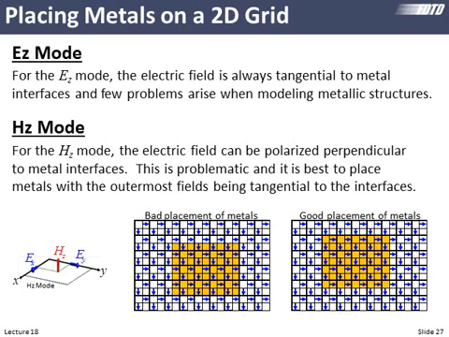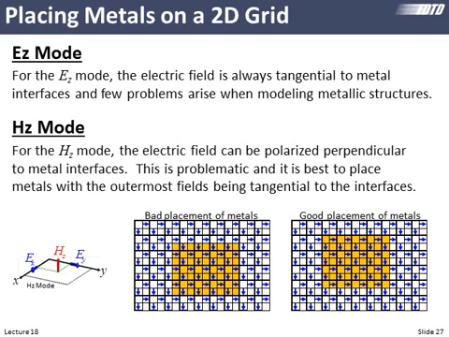Okay, so now we know a bit how to modify the FDTD code to incorporate metals. The other big thing, which is probably even a bigger deal, is where to place the metals. This isn't necessarily obvious. We want the field immediately inside the metal, that first component inside the metal, to be a tangential component to the surface of the metal. So for the EZ mode, the electric field is always tangential to metal surfaces. There really aren't any problems. We can place metals really wherever we want them.